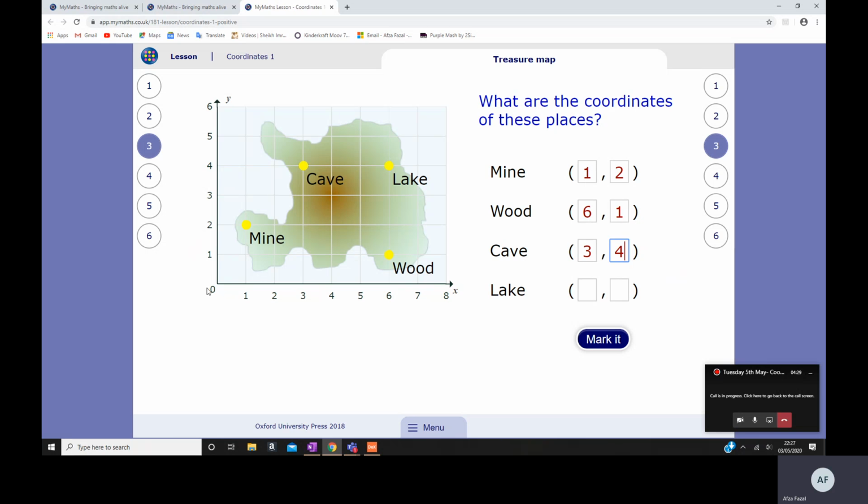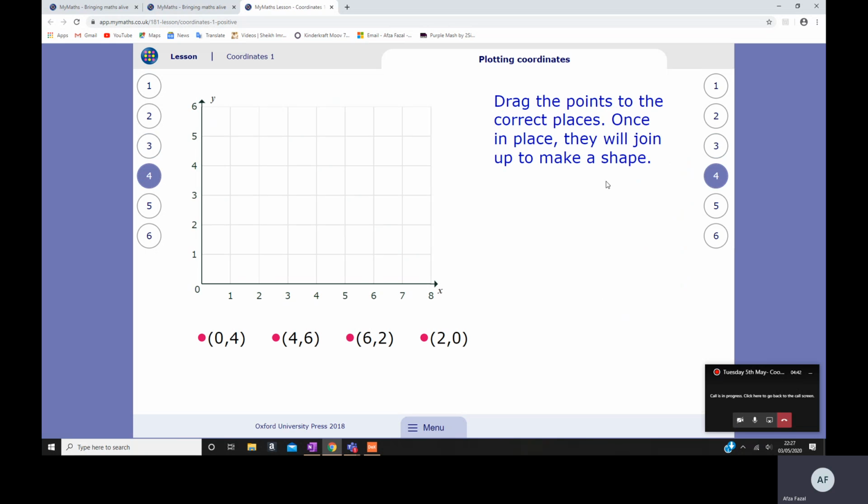Lake, it's over there. Along the corridor, 6. Up the stairs, 4. So it's a 6 and a 4. Now I'm going to click mark it. Fingers crossed I get it right. Yes. There we go. Next one.